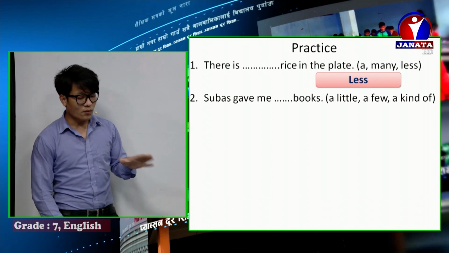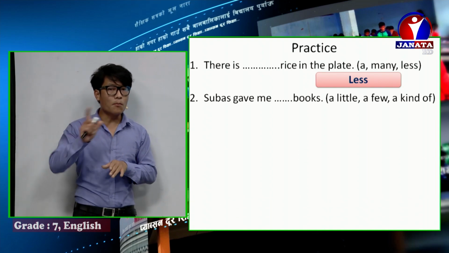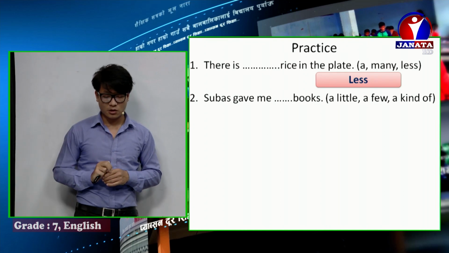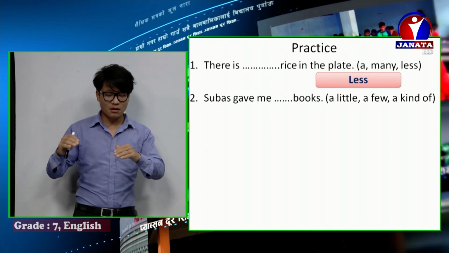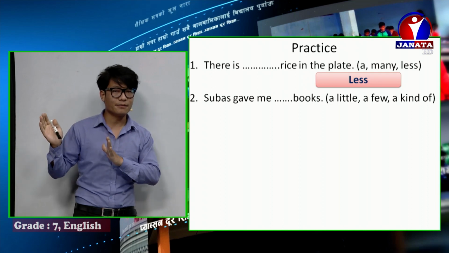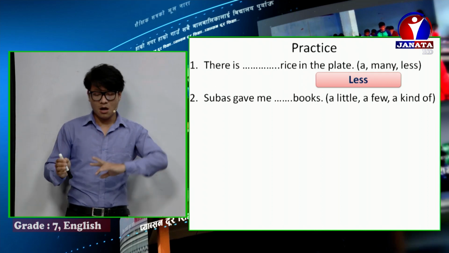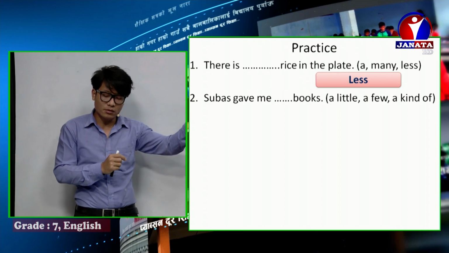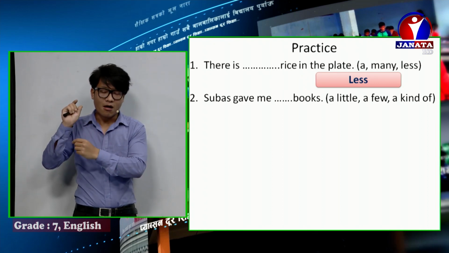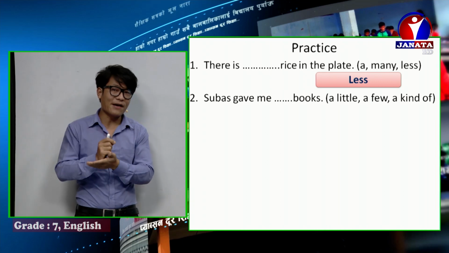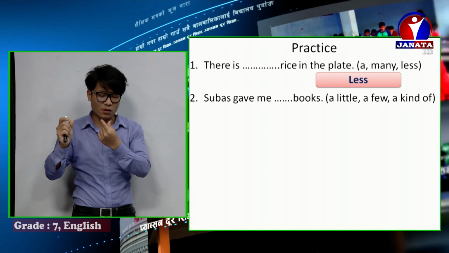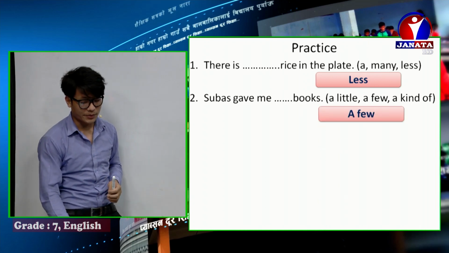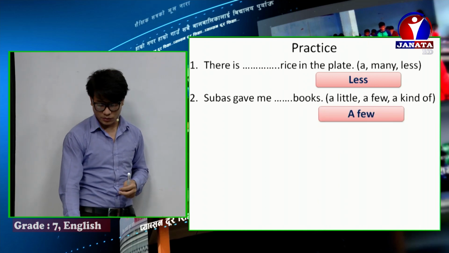Next is, Subhas gave me dot dot dot books, B-O-O-K-S, plural. The options are a little, a few, or kind of. A little is used only with an uncountable noun. Kind of is used only with a singular noun. So what is the rest? The rest is a few. Obviously the answer is a few. Subhas gave me a few books.